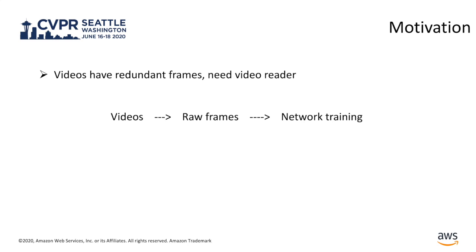First, video has too many redundant frames, especially when motion is slow and the frames per second is big. And right now, in the research domain, people usually process videos in a two-step procedure. First, decode videos to frames, and then use the frames as images to train the network.